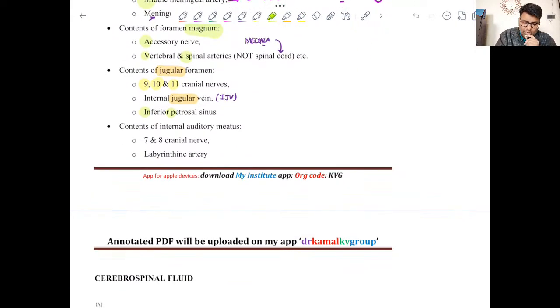Internal auditory meatus, it gives way for 2 nerves, 7th and 8th, and out of the 4 quadrants of internal auditory meatus, 7th is here, 8th is here. Then on the other side, this is superior vestibular nerve, this is inferior vestibular nerve. So please remember this arrangement. So 7th is above. Apart from this, there is labyrinthine artery which is passing through the internal auditory meatus.